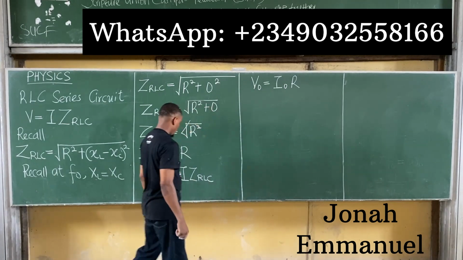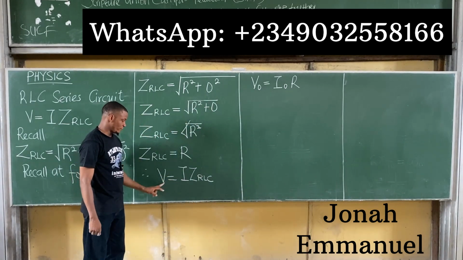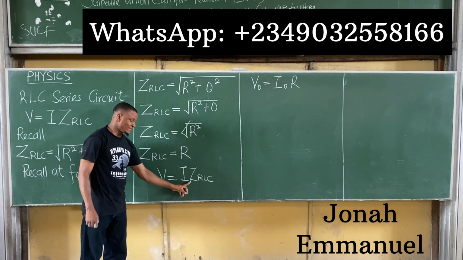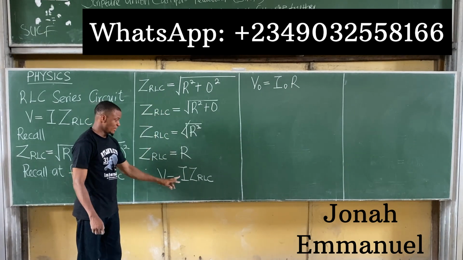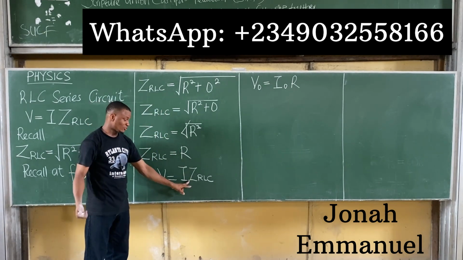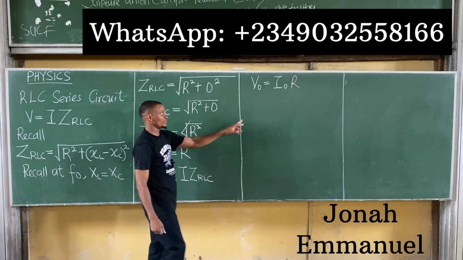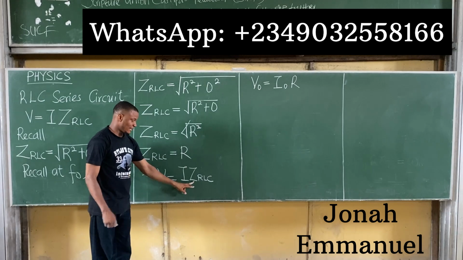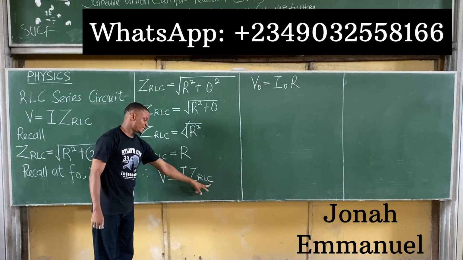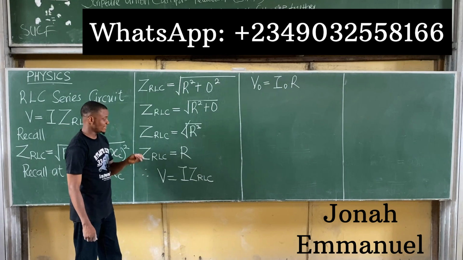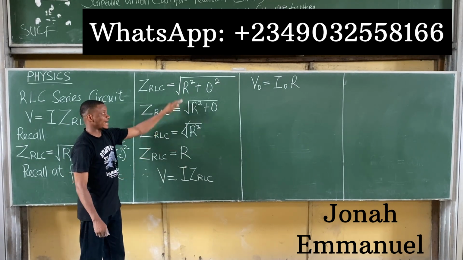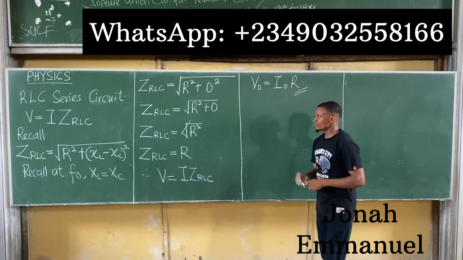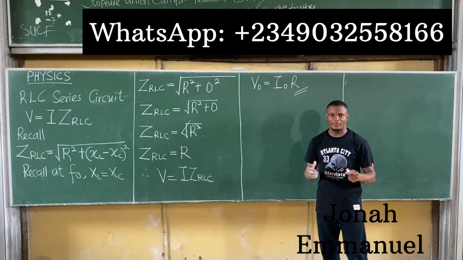So I have this. So note that at resonance frequency, you have that V naught is equal to I naught R. Okay? The reason why we change this V and I to V naught and I naught is that the resonance frequency occurs at the maximum current, as we said earlier. So if I have maximum current, obviously I also have maximum voltage. So this I naught means maximum current, maximum voltage. Also at resonance frequency, ZRLC, which is called the impedance of the RLC series circuit, is equal to R as derived. So you have this equation.